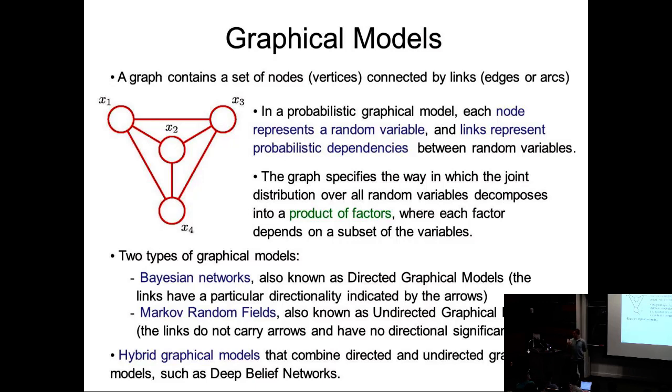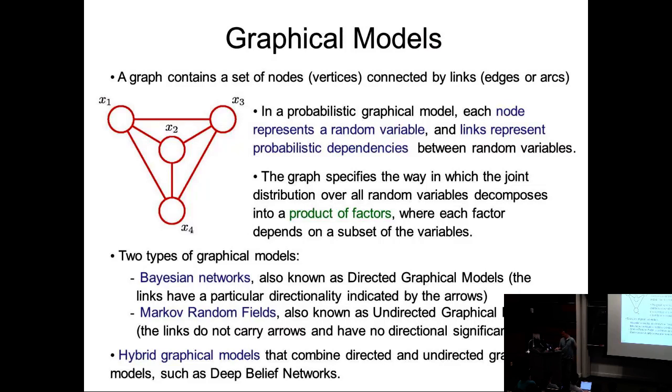There are two types of graphical models. One type is known as Bayesian networks, or sometimes also called directed graphical models. In these models, you have links that have particular directionality indicated by the arrows, right? So it's a directed graph. If you've heard about things like Helmholtz machines or variational autoencoders, all of these are instances of directed graphical models, or instances of Bayesian networks.